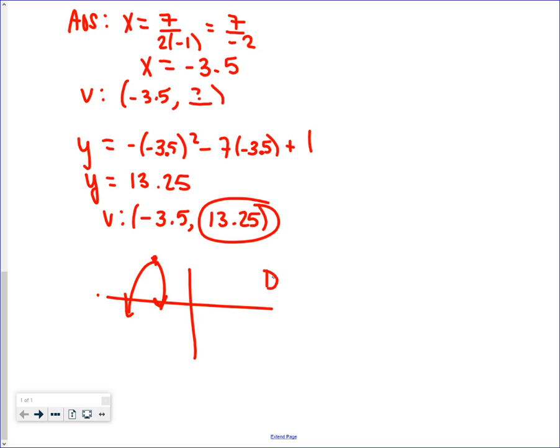What's my domain? We've done this before. All real, right? All the x's are fine. My range, what y starts my graph? What y is this? The 13.25. And it's below. So that's how we would write it, right? Or negative infinity, comma, 13.25 bracket.